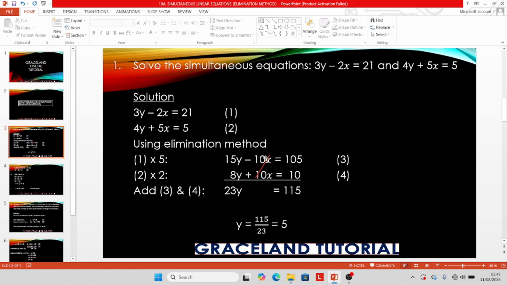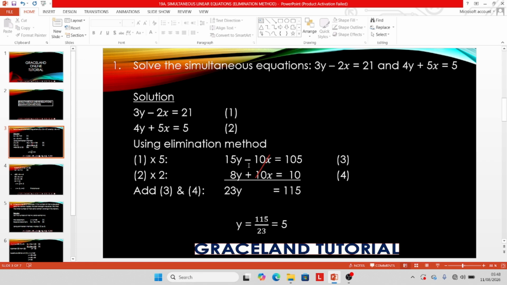Now, as you can see, the coefficient of x is 10 in equation 3 and also 10 in equation 4. To eliminate x, we have to make sure that when we add or subtract, we get 0. Now, we have minus 10x and plus 10x. If I subtract, will it give me 0?